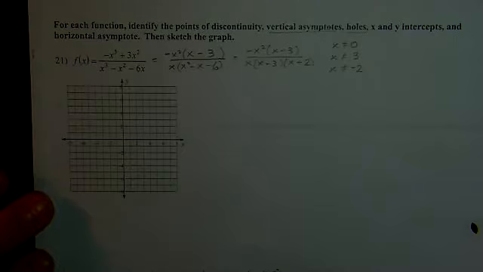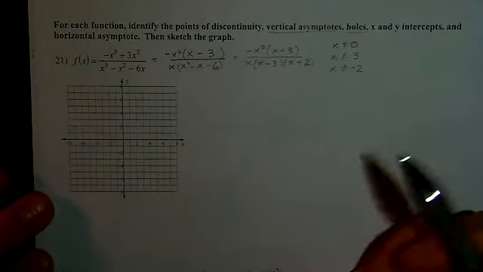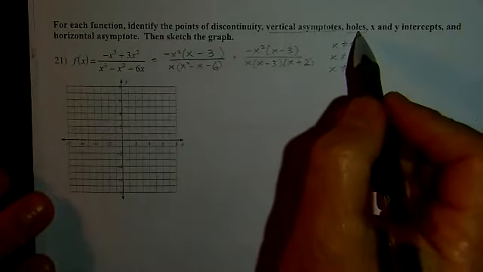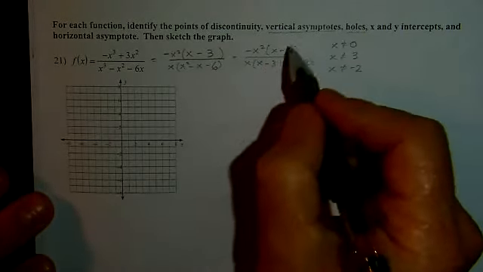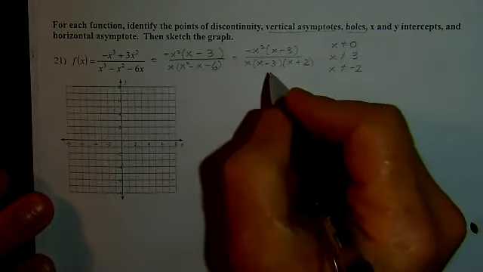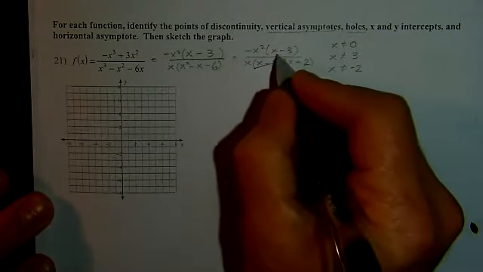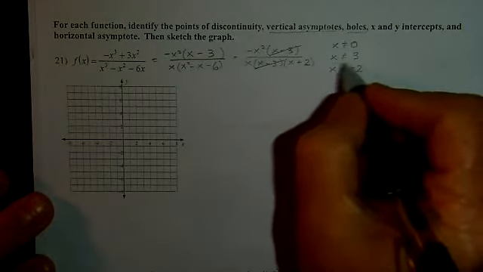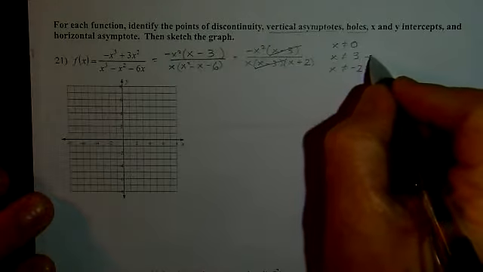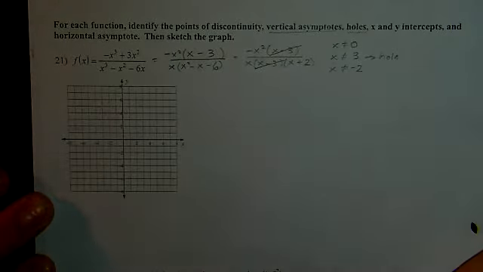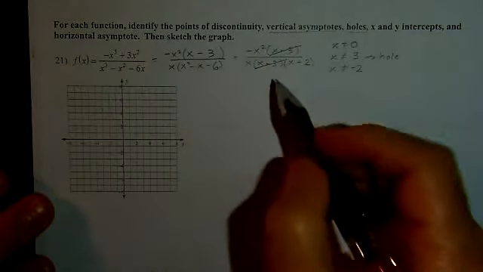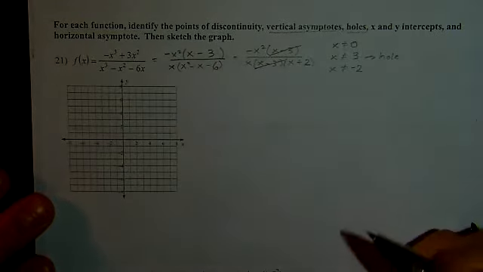Remember how I said that sometimes when these things cancel out, they create a different type of feature. Holes are created in a graph when I identify a common factor in numerator and denominator and I cancel them out. So since the x minus 3 factor cancels out, for this value of x, there's a hole at x equals 3. Call this also a removable discontinuity. Why is it removable? Because I can cancel this out.